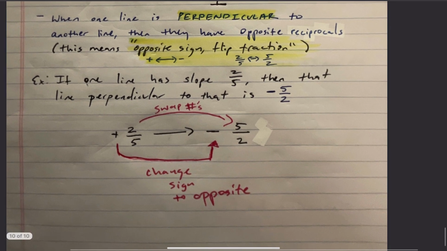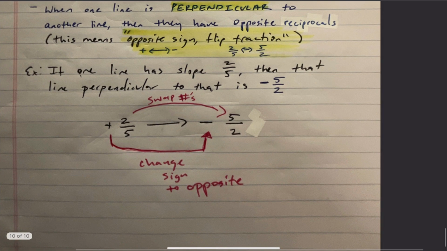So let's go ahead and take a look at this. This is my original slope, which is a positive 2/5. If I say perpendicular, then I need to change this plus sign to a negative, and then I flip the fraction, so the 2 is now going to become the denominator, and the 5 is going to become the numerator. So positive to negative, then flip the fraction.